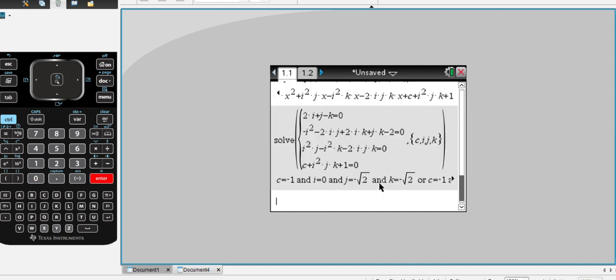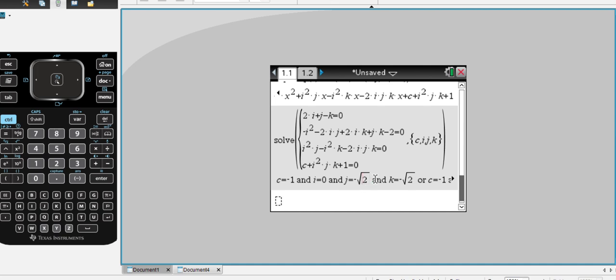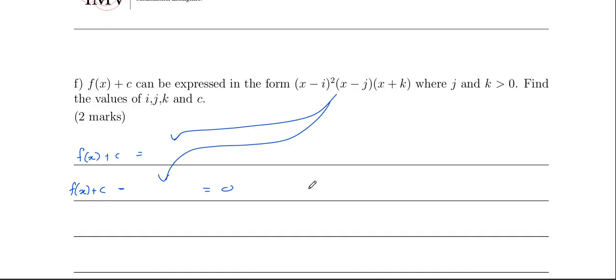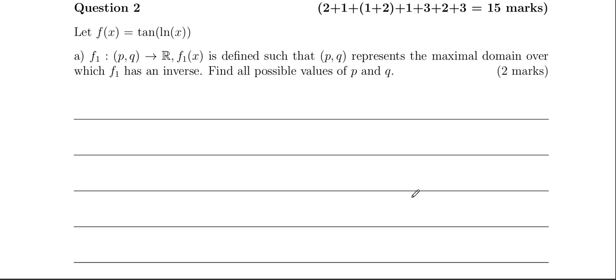Enter. So we get a bunch of solutions, but as the question said, j and k both have to be greater than 0. So obviously we're going to ignore this one. And then we're not going to ignore this one, because here they're both greater than 0. So this solution states that c is equal to -1, i is equal to 0, and j is equal to k is equal to √2. And that's it.